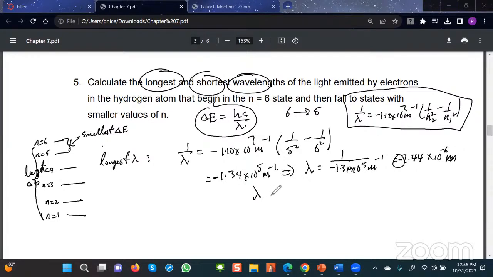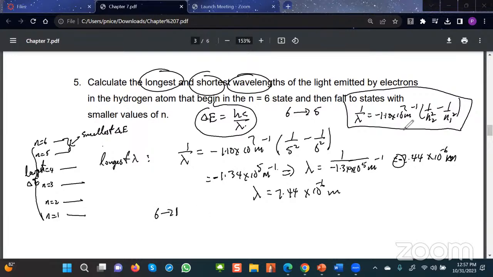So the actual answer is that the wavelength is 7.44 times 10 to the minus 6 meters. And that's it, all right? Well, not quite, because what we just did is the calculation for the longest wavelength. So what about the shortest wavelength? The shortest wavelength corresponds to the largest delta E value. So in other words, we're going from 6 to 1.